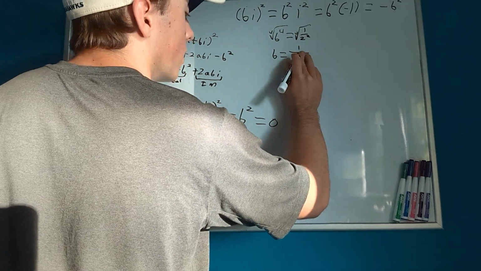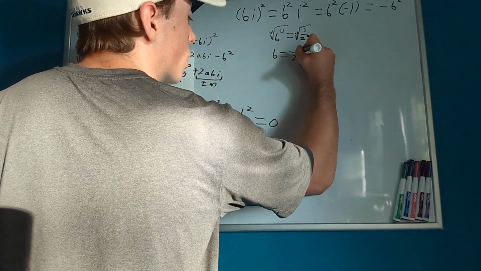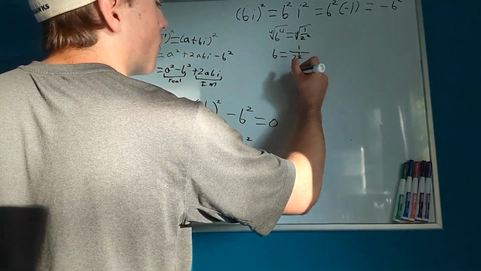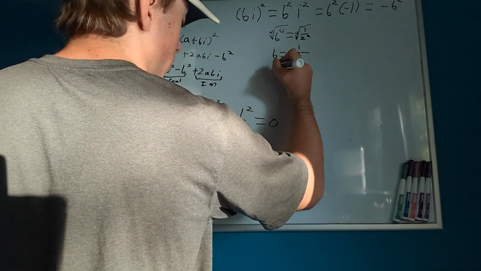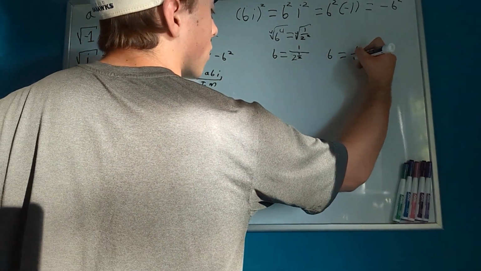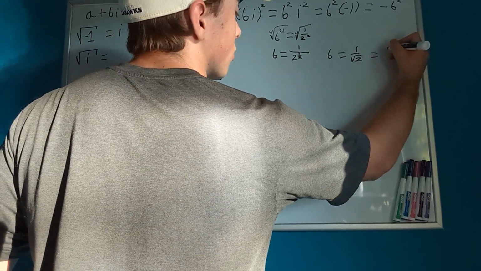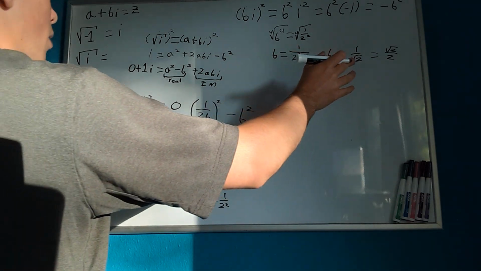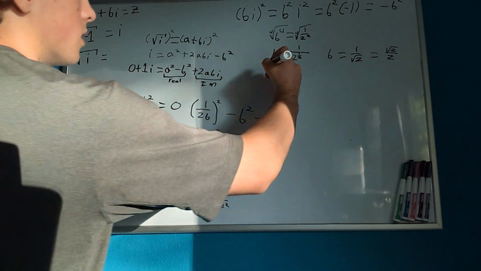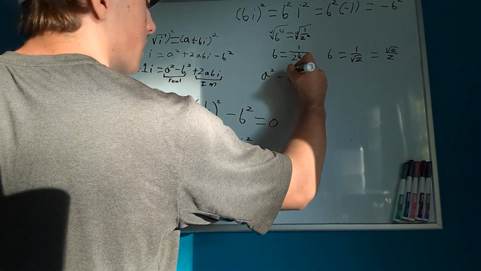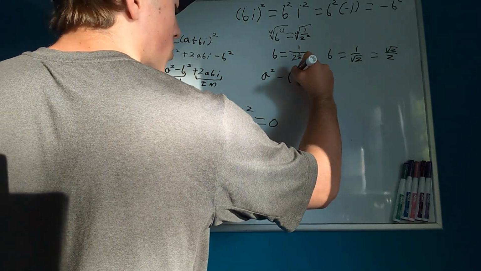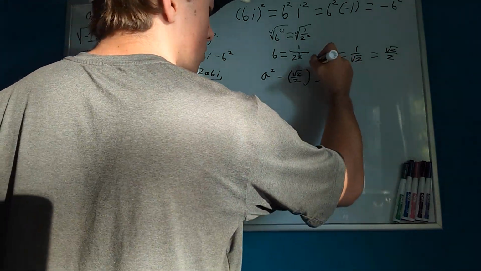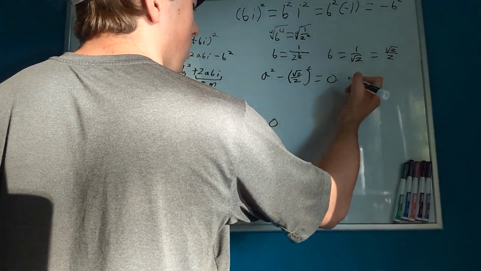Since it's the fourth root, we can say this is 2 to the 2 over 4, and 2 over 4 is also 1/2. Anything to the power of 1/2 is the square root. So b equals 1 over the square root of 2, which is also equal to square root of 2 over 2. Okay, so now we have our b value. Let's come back to this one: a squared minus b squared, where b is the square root of 2 over 2, equals 0.